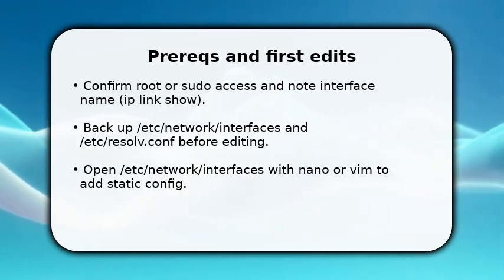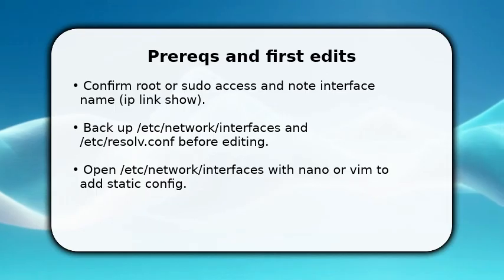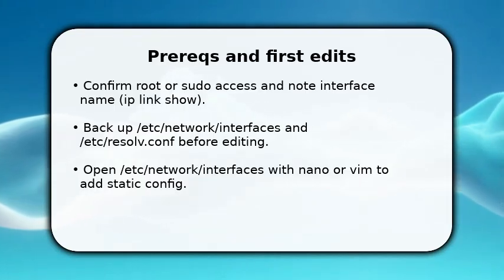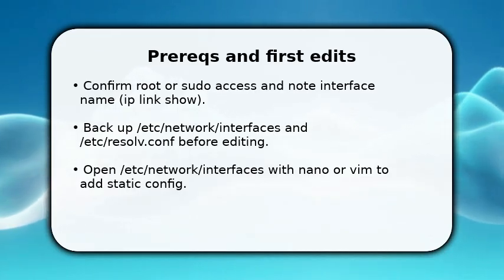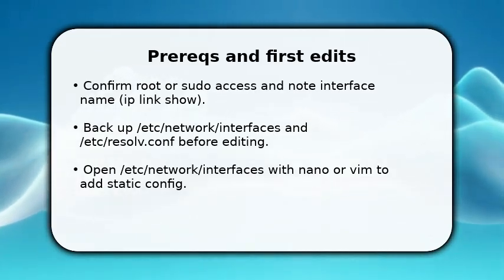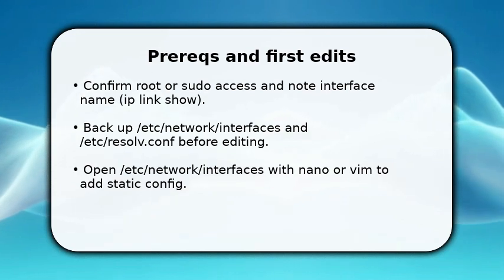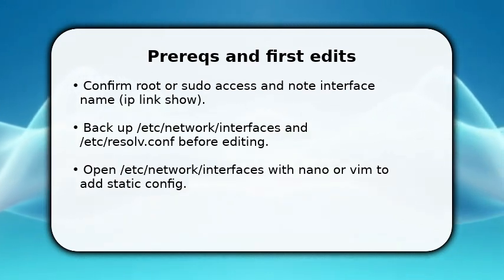Use sudo to edit /etc/network/interfaces and add an iface stanza. Set address, netmask, gateway. Make sure to update /etc/resolv.conf or add DNS via resolvconf. This first step makes your manual settings system-wide and reproducible.